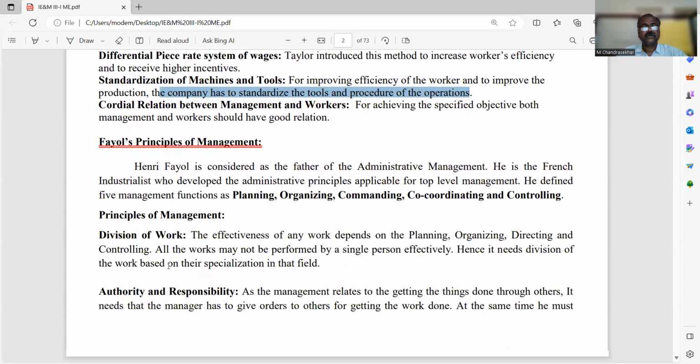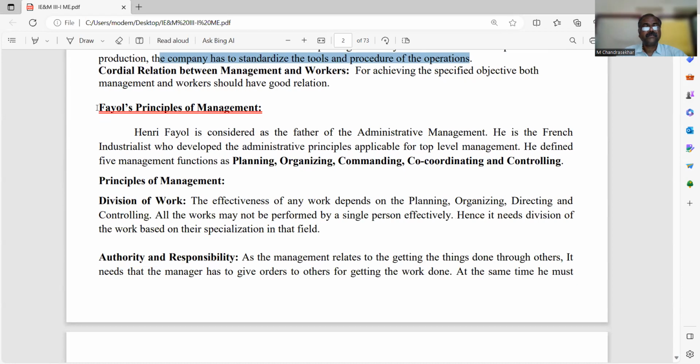Coming to the second person, Fayol. Fayol has proposed some principles of management. Henry Fayol is considered to be the father of administrative management. He is a French industrialist who developed the administrative principles applicable for top level management. He defined five management functions: planning, organizing, commanding, coordinating, and controlling.